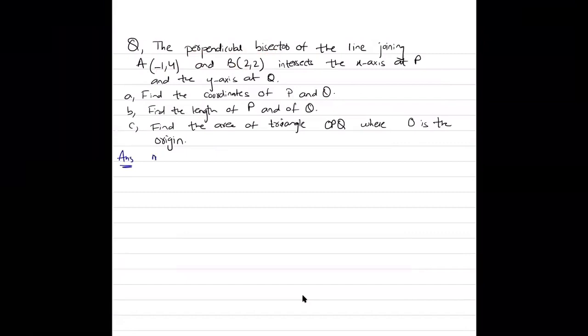So gradient of AB is going to be y2 minus y1 over x2 minus x1, so minus 2 over 3. So the gradient of the perpendicular bisector is going to be 3 upon 2. Now, it's a perpendicular bisector, so it must pass through the midpoint. So midpoint of AB is going to be minus 1 plus 2 upon 2.